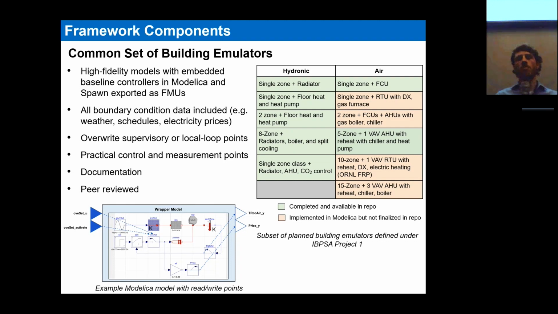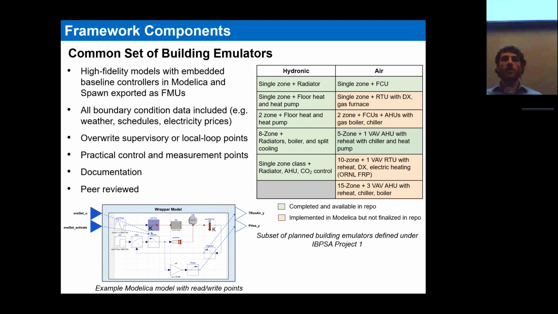And then through the BOPTEST project, we have a peer review process where these emulators go through peer review before actually being integrated in and made available on our repository, to help ensure quality control and also robustness of simulation and things like that.